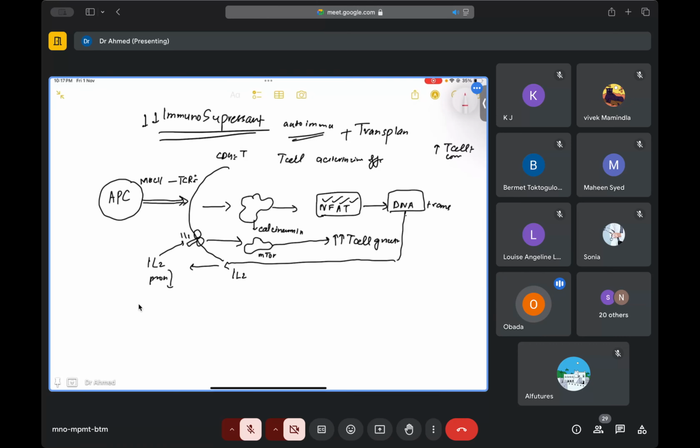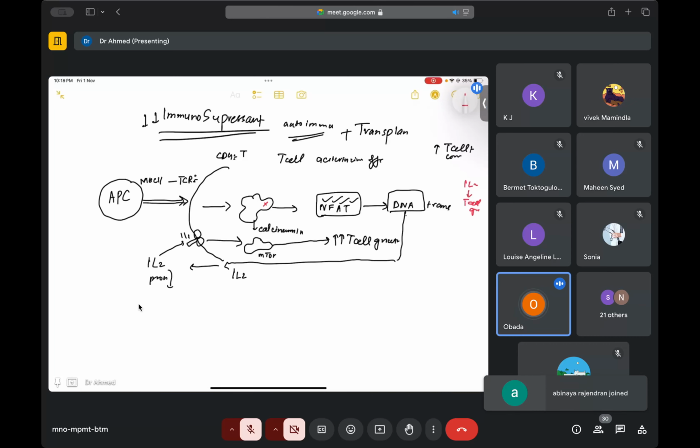It binds to the IL-2 receptor, which will release a mediator called mTOR, and this will cause cell growth and proliferation. So for example, if I am blocking this mediator, it means the whole pathway next to this mediator is going to be blocked, or it means I will be producing less IL-2. If I am producing less IL-2, it means I am suppressing T cell growth, right?